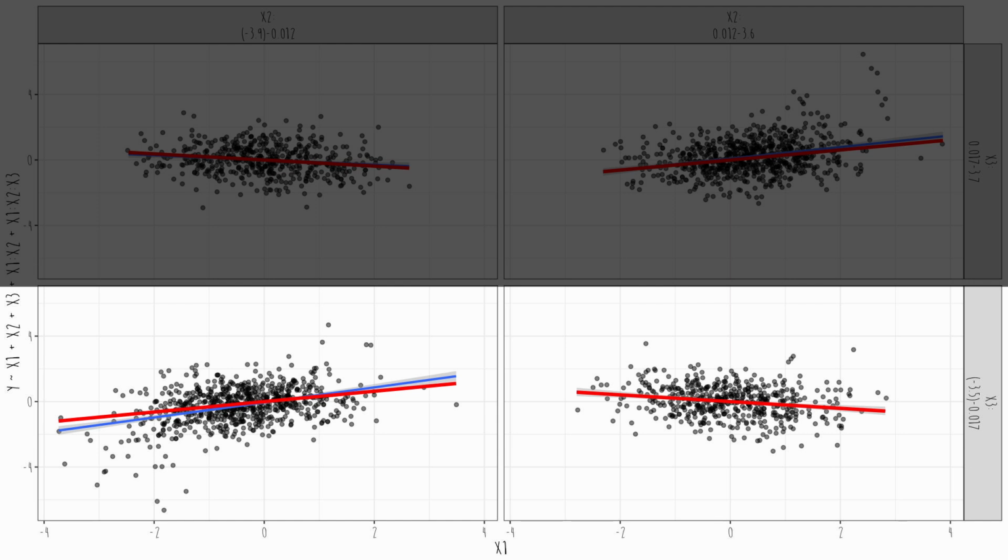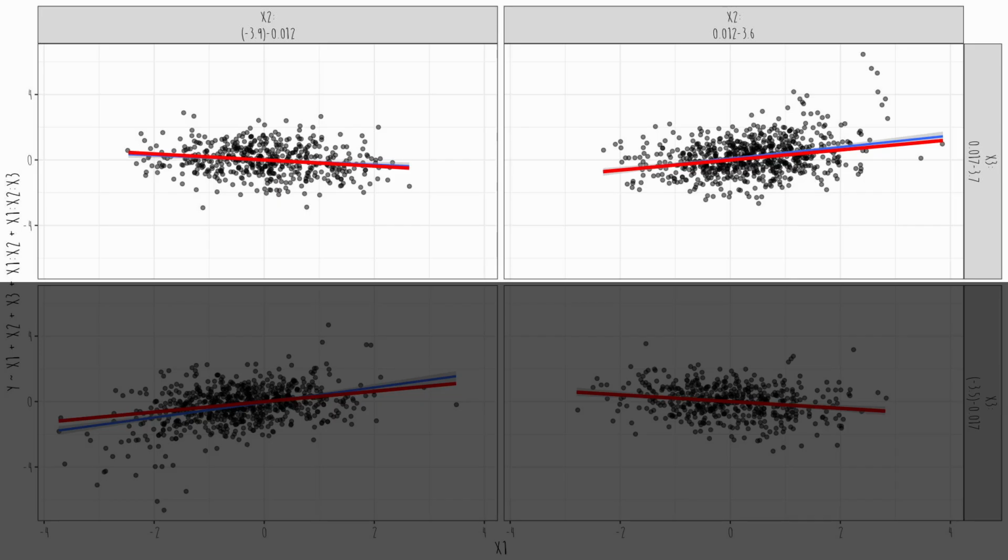So what we are seeing is that for low values of x2, there is a positive relationship between x1 and y. Whereas for high levels of x2, it's actually a negative relationship. So the nature of the x1-y relationship changes from negative to positive, depending on whether you have low or high levels of x2. All right, we good? So what I just described was what happens for low levels of x3.